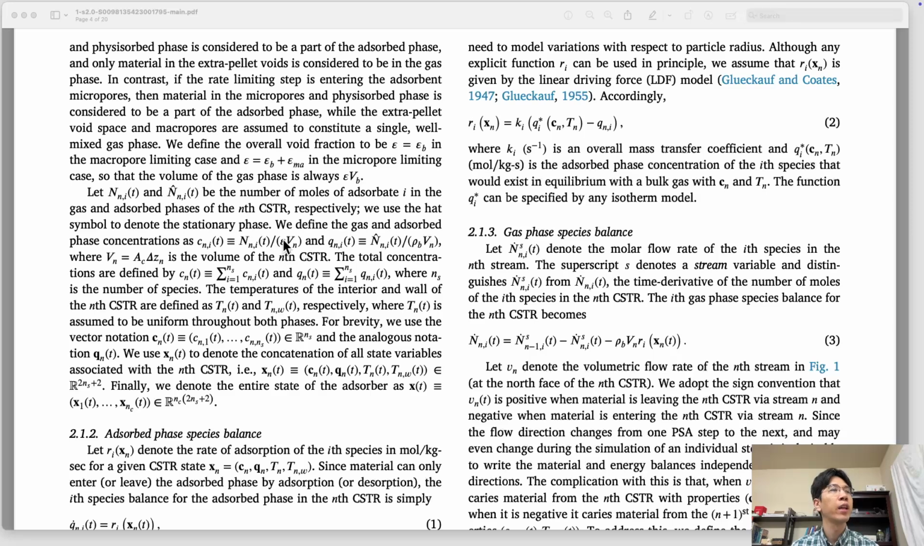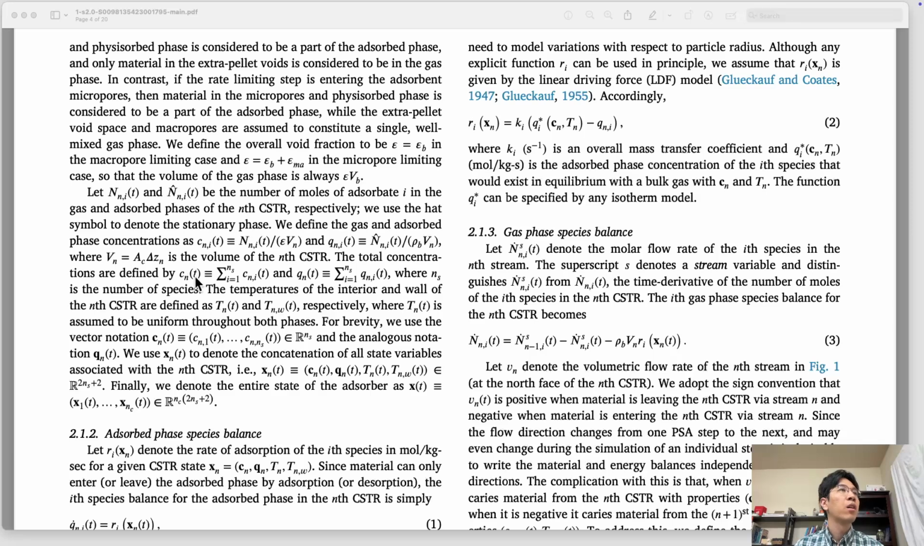So basically, by dividing the total number of gaseous molecules for the ith species in the nth CSTR, so notice this subscript, right? N means nth CSTR, and I means species number I. By dividing the number of moles of the species I in the nth CSTR by the volume occupied by those gas molecules, we get the concentration of the gas phase. The SR phase is the total amount of SR phase concentration of the ith species in the nth CSTR divided by, again, the density times volume, right? So it's defined per mass, mass over volume times volume.